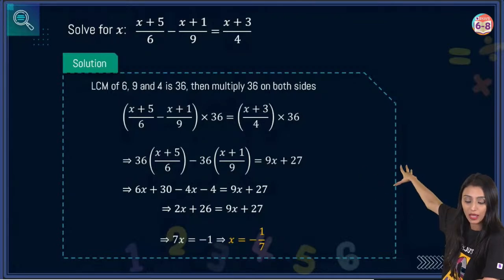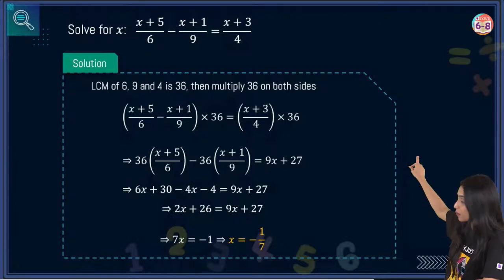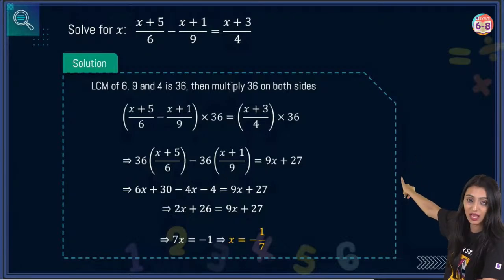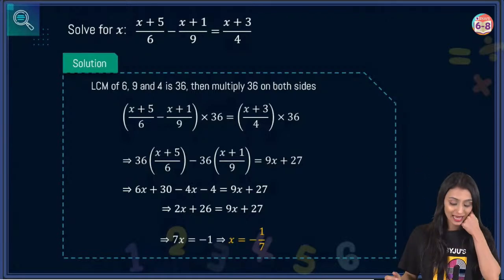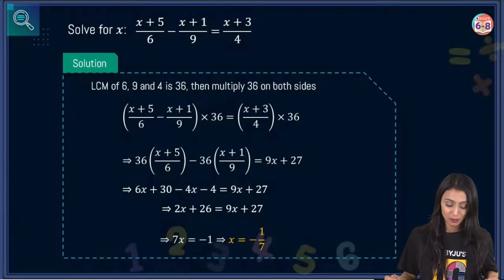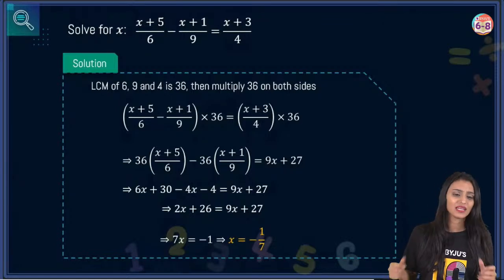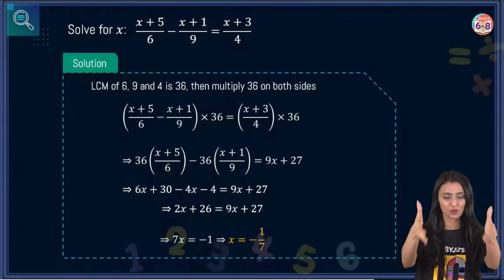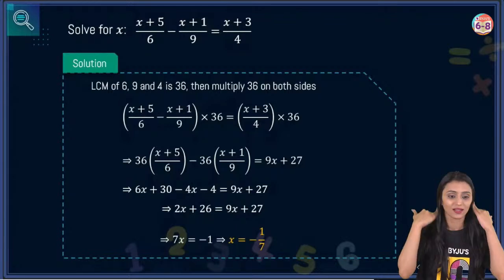Then you open this up. And while you're opening this up, be careful with the signs because outside the bracket there's a negative sign. So once you open this up, the signs will change, right? Simplify this, you will get 7x equal to minus 1, so x will be minus 1 by 7. I know that this was a very calculative one. If you have any doubts, please post that in the chat section.